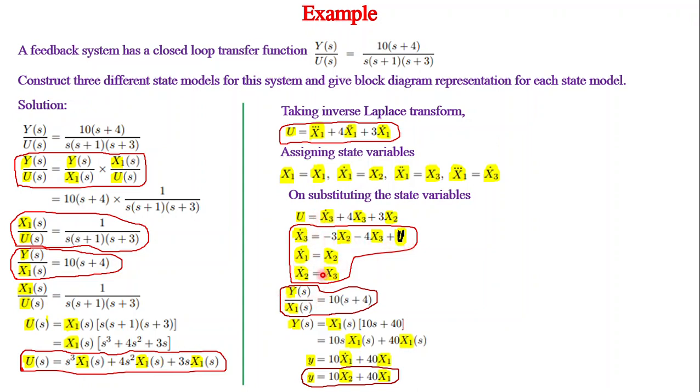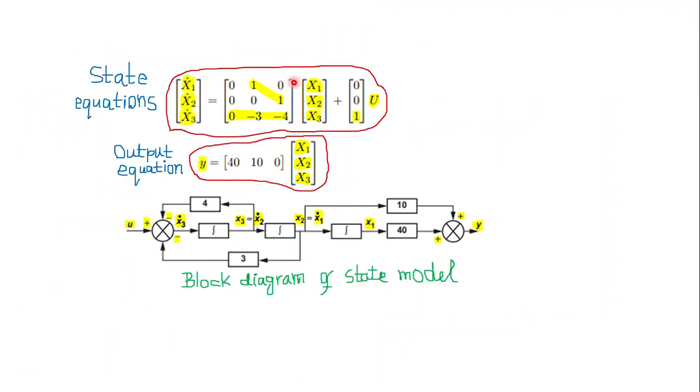Similarly, y of s by x1 of s is 10 into s plus 4. If you write this in a proper form, 10s x1 of s plus 40 x1 of s. So in time domain, y is equal to 10 x1 dot plus 40 x1. x1 dot is x2. Therefore, writing these three state equations and the output in proper vector matrix notation form, we get this.